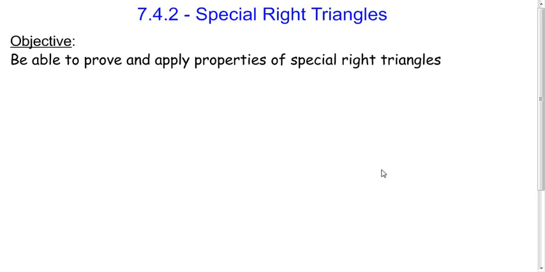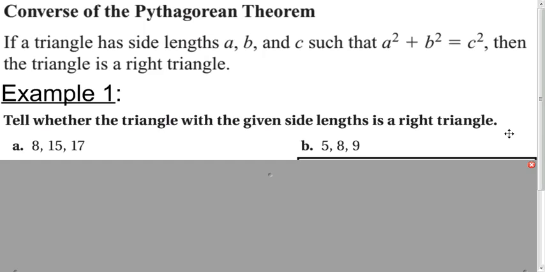Hello class, in this lesson we're going to learn about special right triangles. First, I'd like to talk a little bit more about the converse of the Pythagorean theorem. We proved this in our previous lesson, but we didn't really apply it. So let's look at how we can apply this theorem.